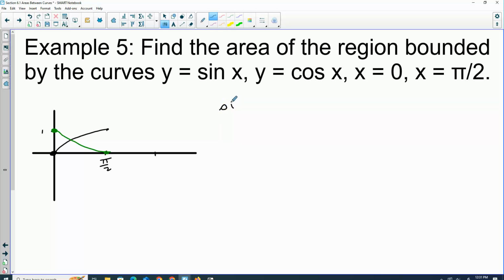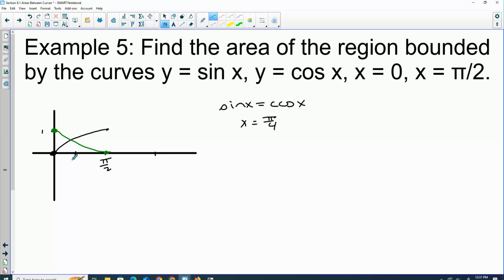So when does sine x equal cosine x? Think about your hand trick. When are sine and cosine the same? Pi over 4. Yeah, pi over 4.